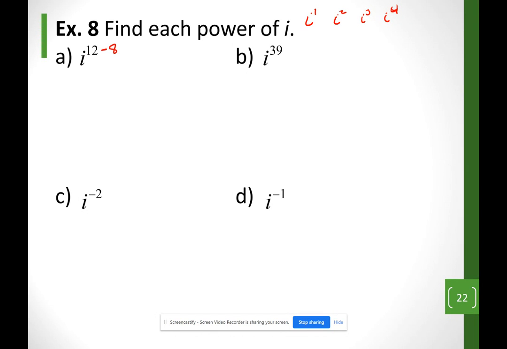So let me subtract an 8. i to the 12th is the same thing as i to the 4th. Once again, let me add or subtract multiples of 4, such that I finish with i to the 1, i to the 2, i to the 3, or i to the 4. Now from the previous slide, i to the 4th, we said it was 1. So this is 1. i to the 39, let me subtract, in this case, 36. Once again, I'm adding or subtracting multiples of 4. So that's going to give me i to the 3. Now from the previous slide, I know i to the 3 is negative i.